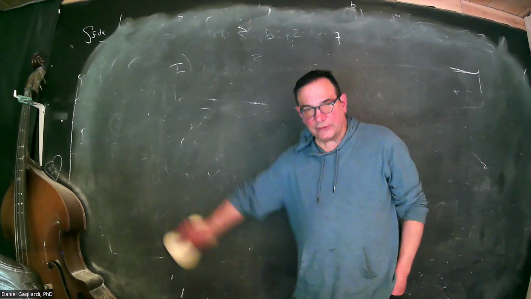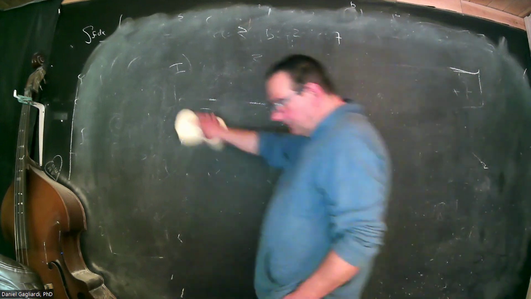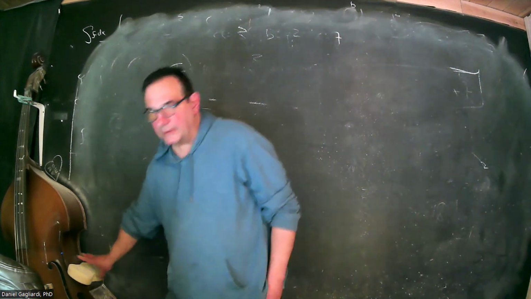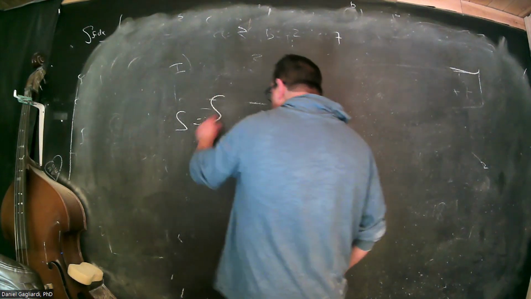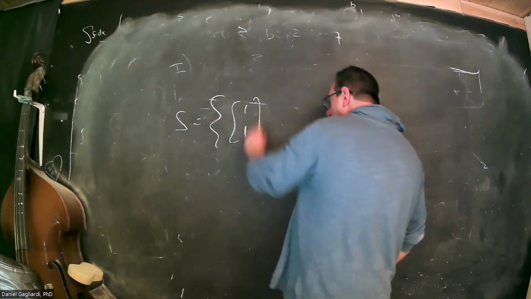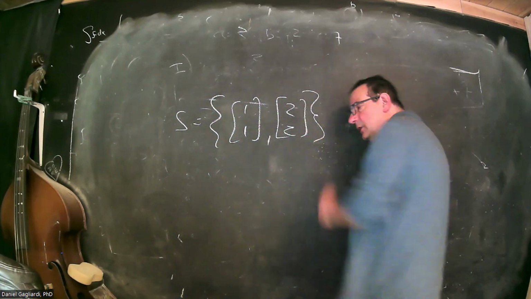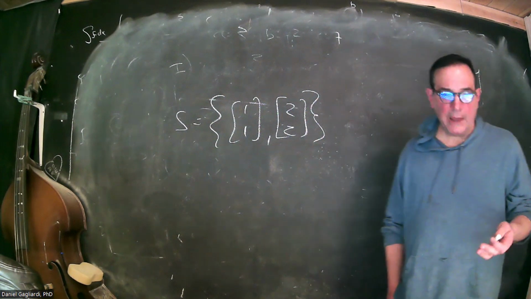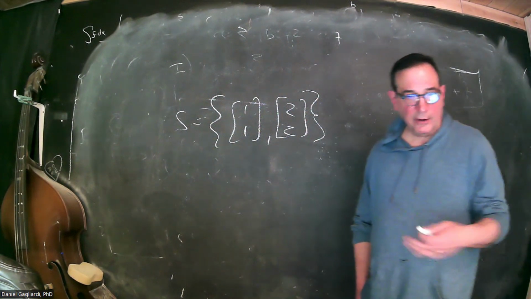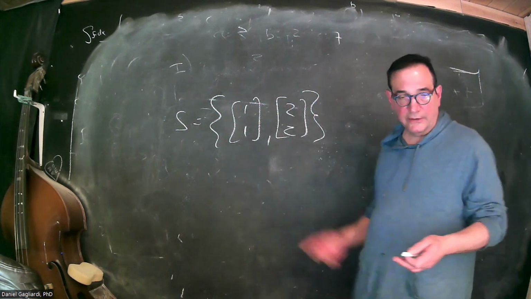Okay, the first question asks us to determine if a set of two vectors is a basis for R2. The two vectors being elements of the following set: (1, 1) and (2, 2). Clearly these vectors are not linearly independent because they're parallel. As a matter of fact, if I multiply the first vector by 2, I obtain the second vector.